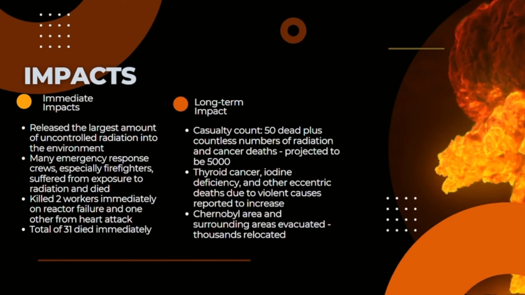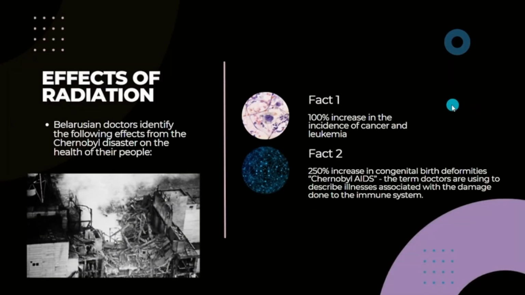The Chernobyl area and the surrounding area were evacuated, with thousands relocated. The effect of the radiation was a 100% increase in the incidence of cancer and leukemia, and a 250% increase in congenital birth deformities. "Chernobyl AIDS" is the term that doctors are using to describe illness associated with the damage done to the immune system.